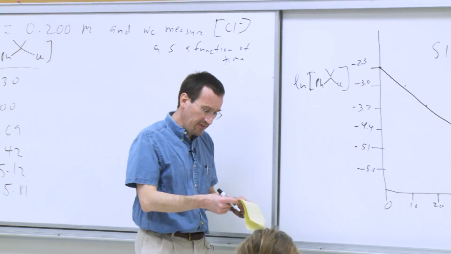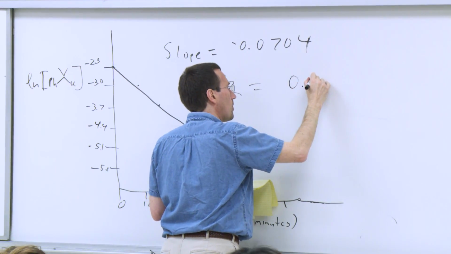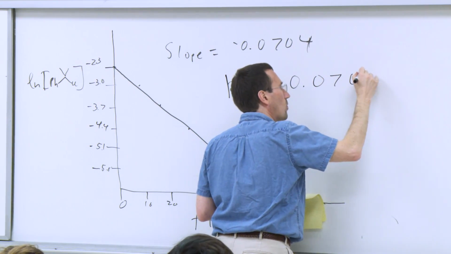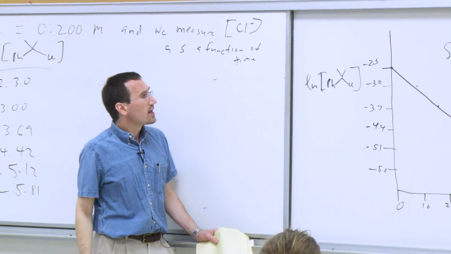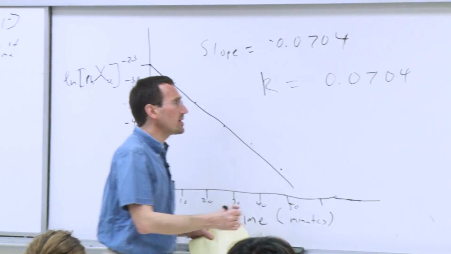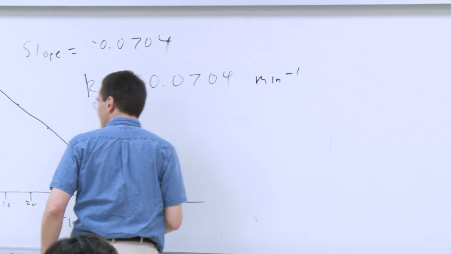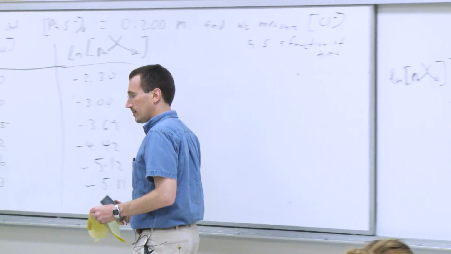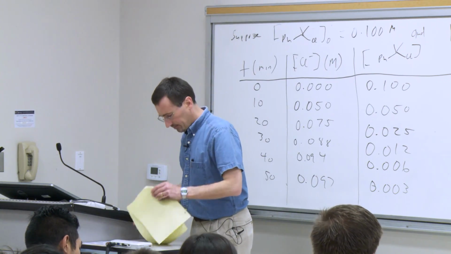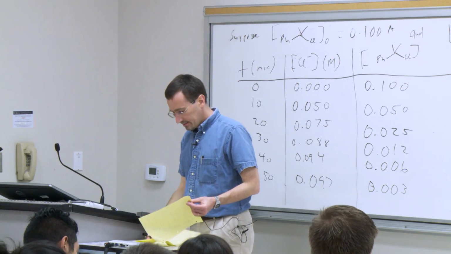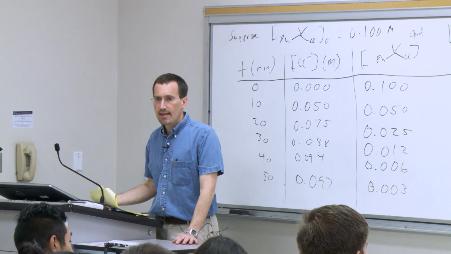And the slope of our graph is the rate constant. So k is equal to 0.0704. And I should say the slope is the negative rate constant. And if we pay attention to our units, it's going to be per minute, minute to the negative 1. Thoughts or questions?